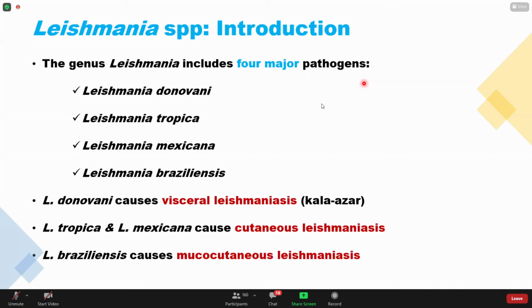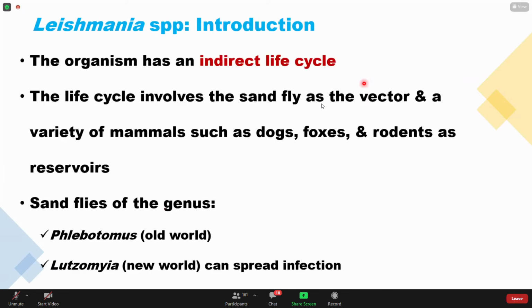But irrespective of the presentation, the transmission is the same. You need an insect vector. In this case, it's the sandfly. As a result, the organism has an indirect life cycle, but luckily it's not a complex life cycle like that of the Plasmodium, okay? So the sandflies that are involved in transmission, two species are commonly associated with transmission, the Phlebotomus and the Lutzomyia sandfly. Now, they are referred to as Old World, New World.